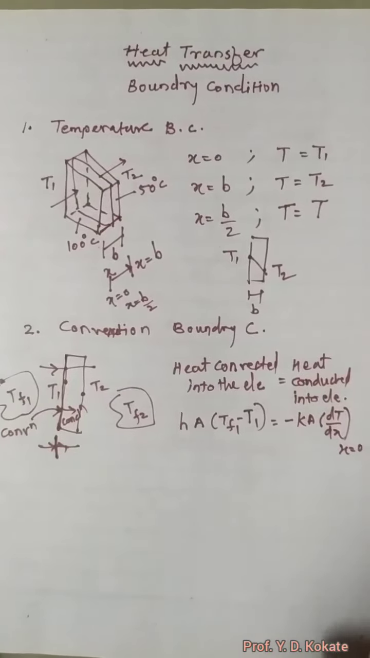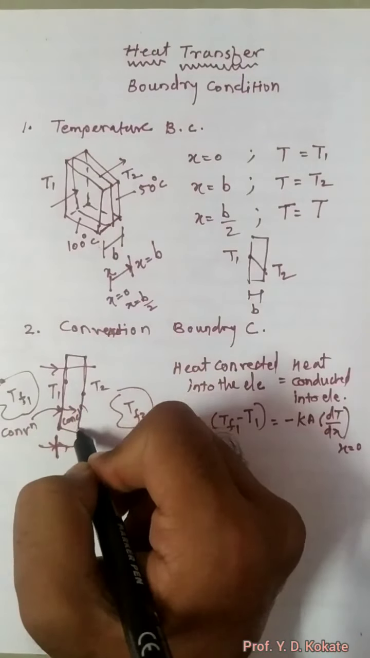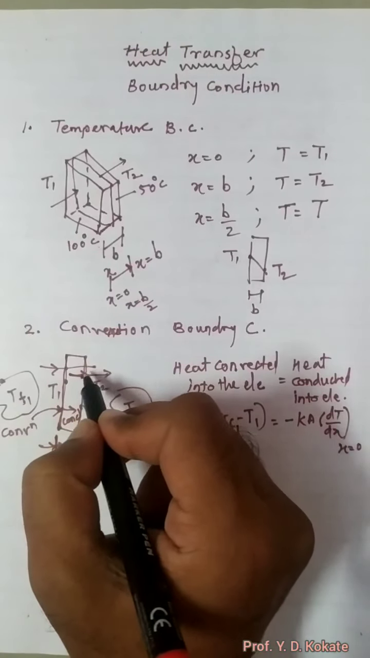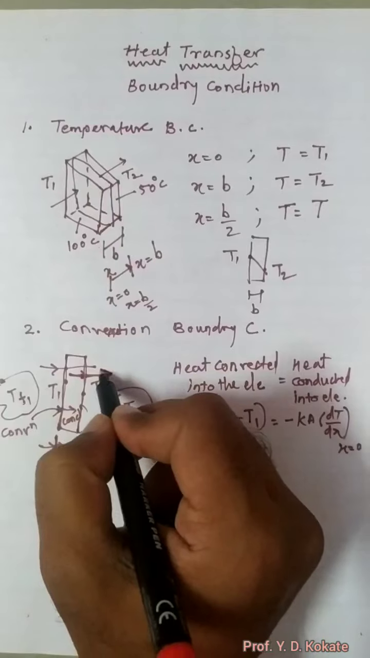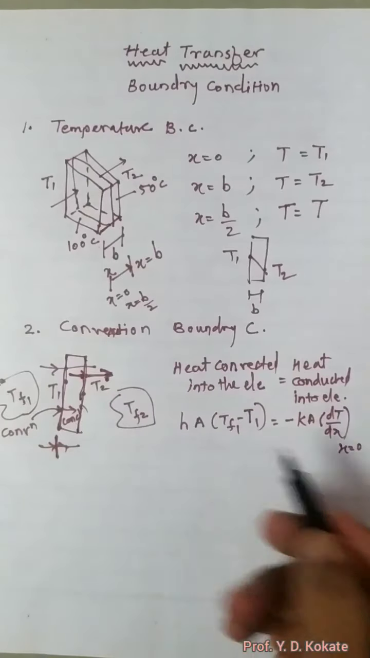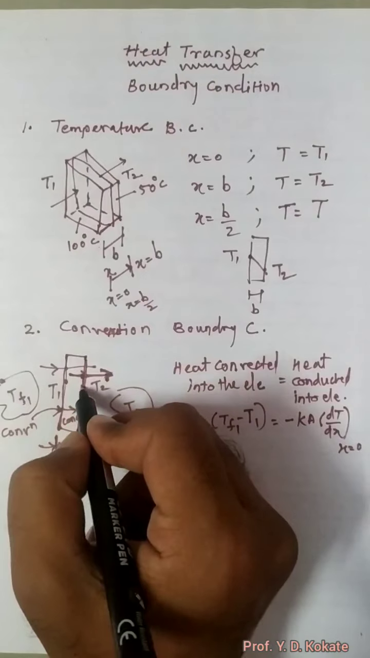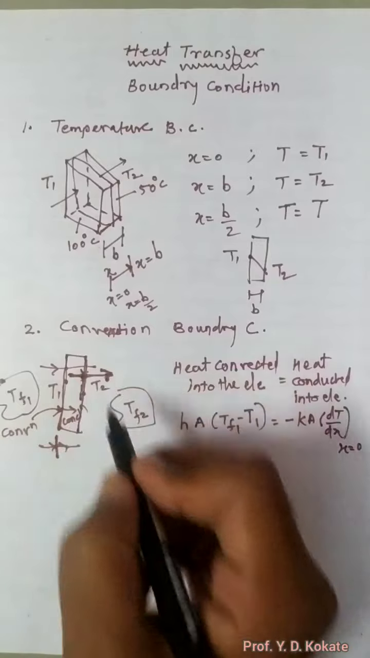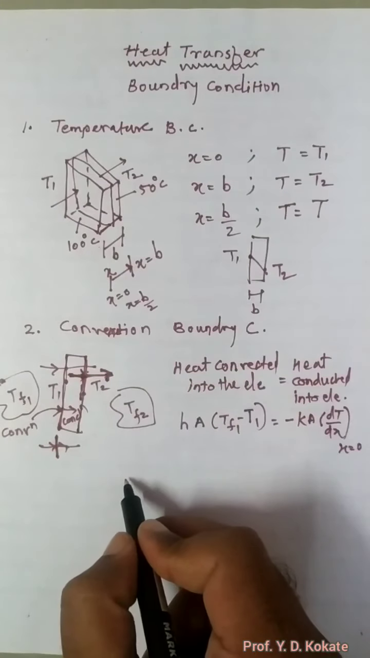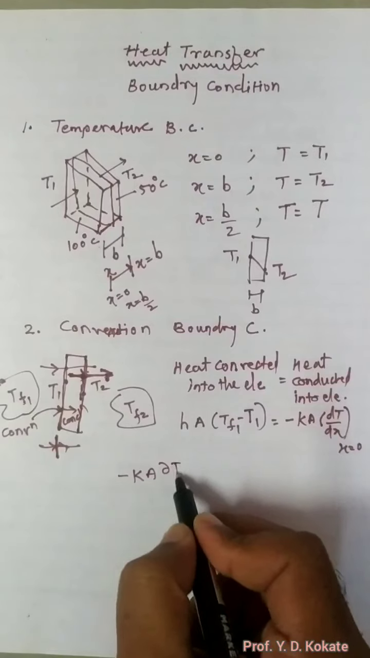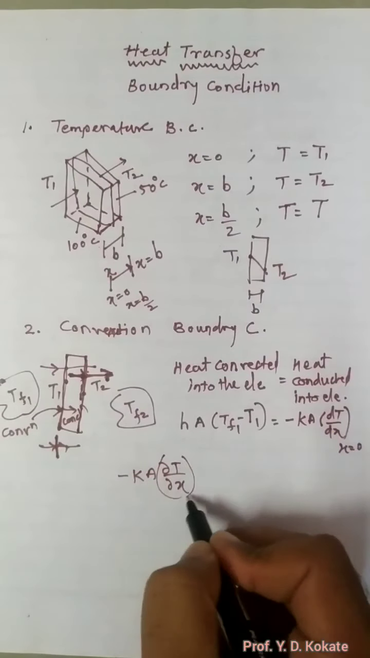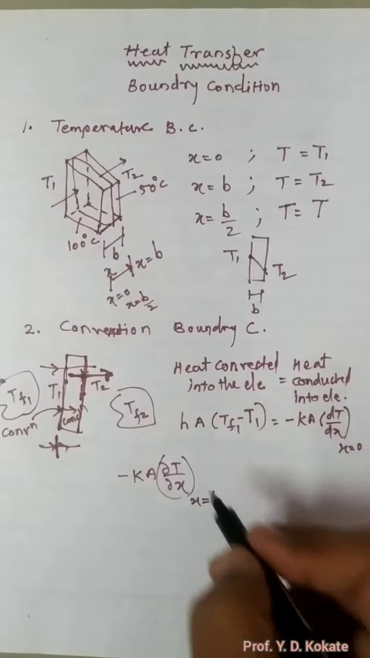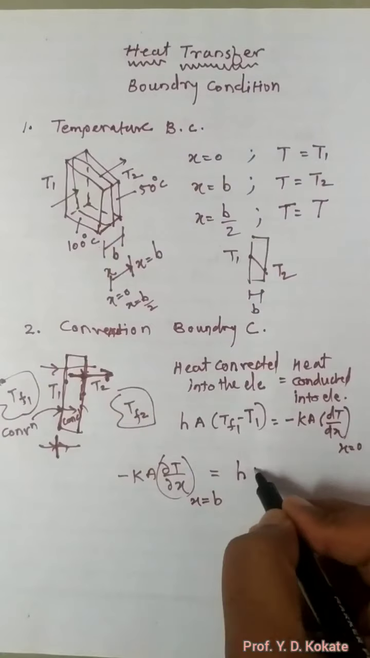Now if I want to apply the boundary condition over here, the amount of heat conducted into the element is equal to the amount of heat conducted out of the element for this phase. So the same condition we can apply over here. The amount of heat conducted into the element is given by conduction, that is minus KA dT by dx. But here, at which phase do we have to take this temperature gradient? At x is equal to b, which is equal to hA.